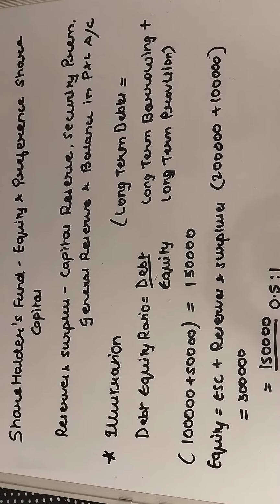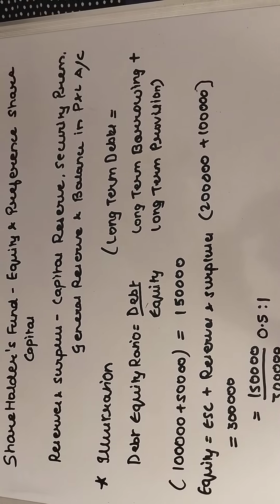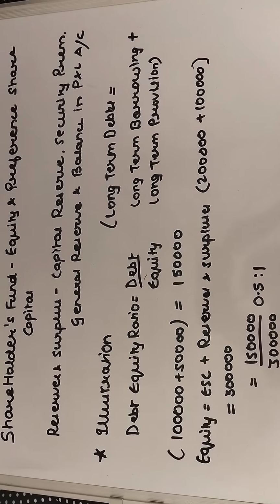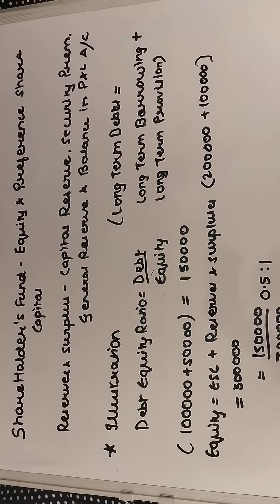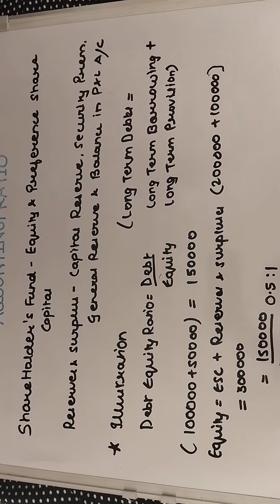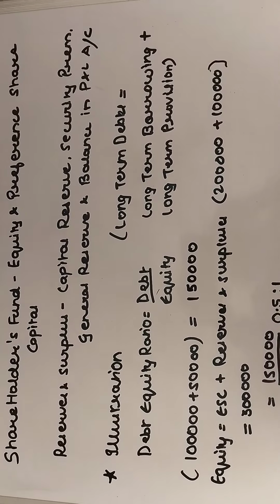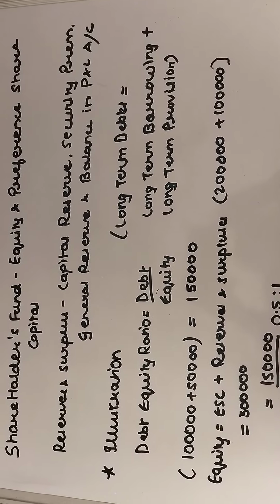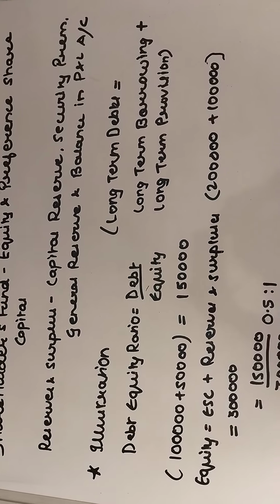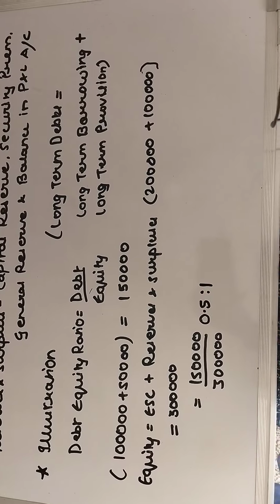Shareholders funds include share capital and reserves and surpluses. Share capital means equity and preference share capital. Reserves and surpluses include capital reserve, security premium, general reserve and profit and loss account credit balance. Okay. Now let us see with the problem. Here the formula is debt equity ratio, debt upon equity.